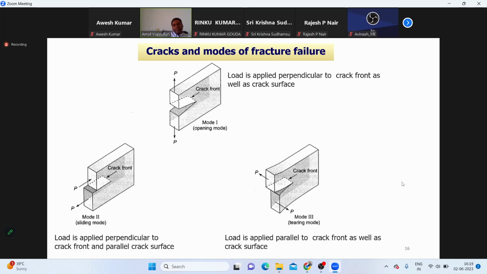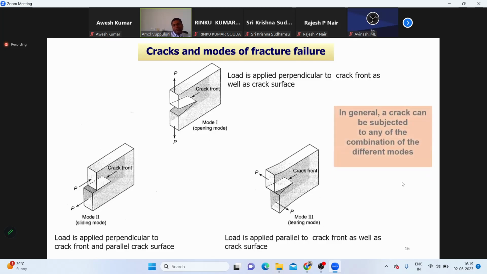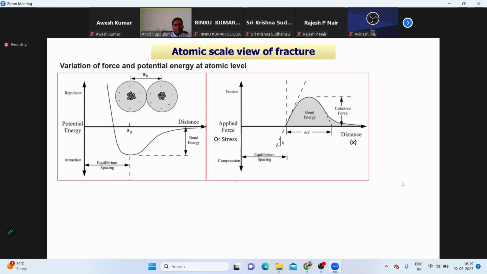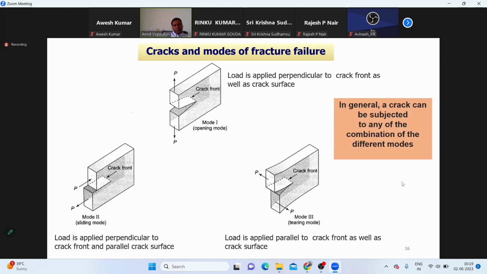Okay, so these are the three classical modes of fracture, but in reality, you can have a scenario where your component is subjected to a combination of any of these three fundamental modes. Okay, so this is some kind of a prerequisite before I go further.